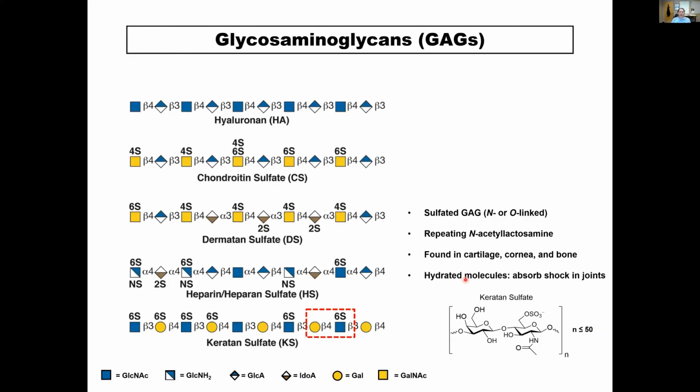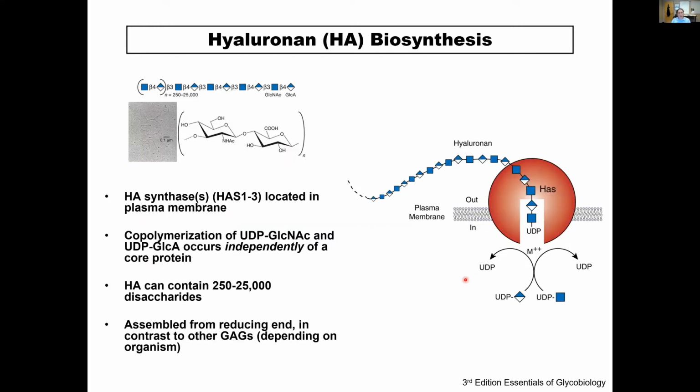So now that we've gone over the structure of these different classes of GAGs, I'm going to dive a little more in detail about the function and the biosynthesis of these different GAGs and what their role is not only in our cells, but also in biomedicine. So we'll start with hyaluronic acid or hyaluronan.